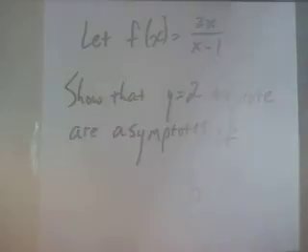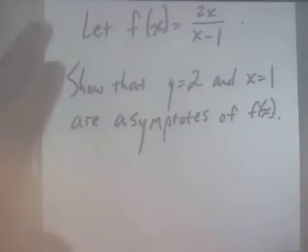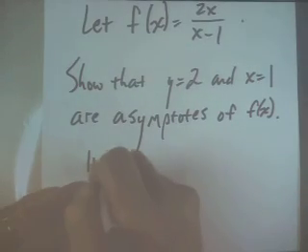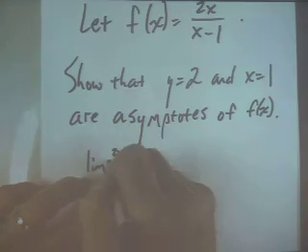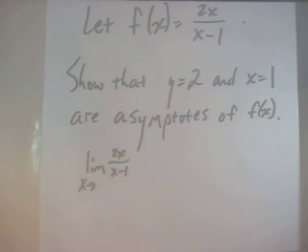Okay. Let's look at a particular example. f of x equals the rational function 2x divided by the quantity x minus 1. And we want to show that y equals 2 and x equals 1 are asymptotes of f of x. If y equals 2 is an asymptote of f of x, then we look at the limit of f of x as x goes out to either positive or negative infinity. If we can show that either as x approaches infinity or as x approaches negative infinity the limit turns out to be 2, then y equals 2 is an asymptote.